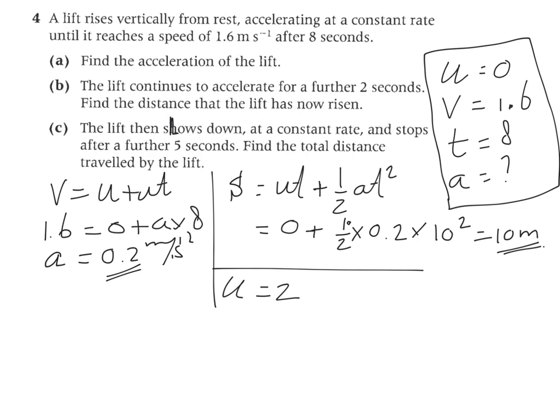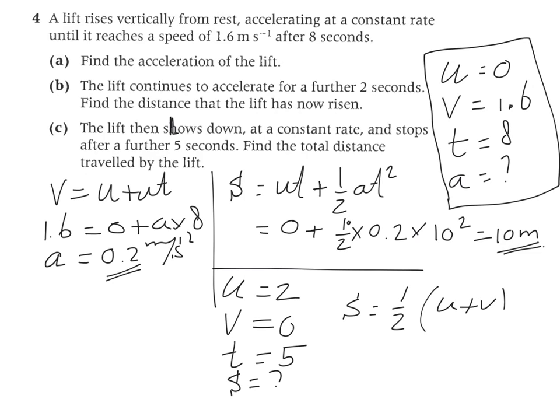So u will be 2, and it's slowing down for a further 5 seconds until it stops. So its final velocity v is going to equal 0. There we go. And that is going to take it 5 seconds. The question is, what is the displacement? What is s? I'm going to use this equation of motion now, where s, displacement, is a half times u plus v times t. And if you fill in the blanks, you have a half, u is 2, v is 0, times 5. So a half times 2 is 1, times 5, it is 5. So in those final 5 seconds, the lift will travel another 5 meters.